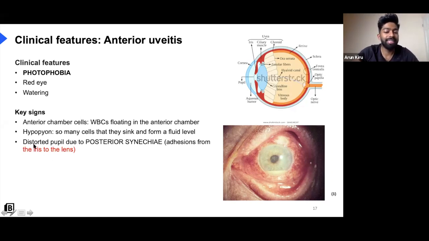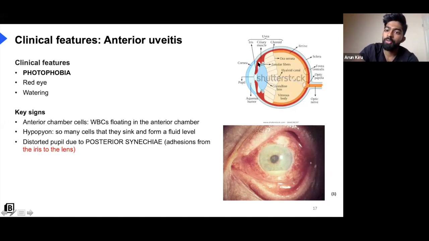The other thing is this distorted pupil. So why do you get a distorted pupil? It's due to something called posterior synechiae. Synechiae means adhesions from the iris. Posterior means backwards. So when you've got a really inflamed iris, what happens is it gets really swollen. Remember, when it gets inflamed, it gets swollen. And it sticks. It forms adhesions to our lens.